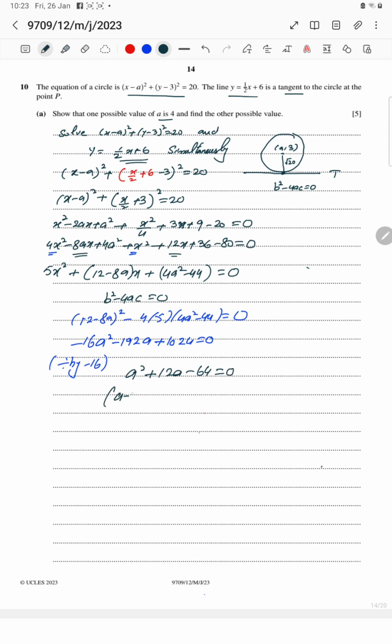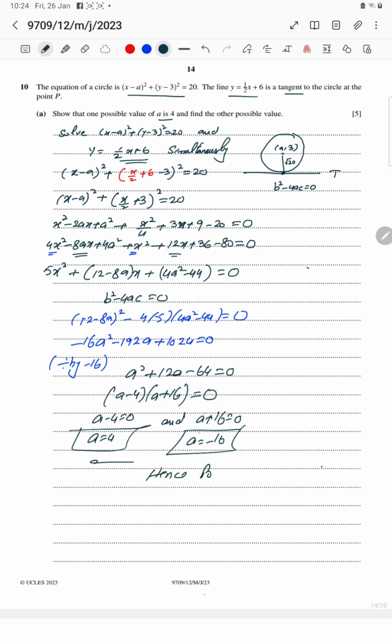The factors will be a minus 4, a plus 16, equal to 0. So a minus 4 equal to 0, a will be 4, and when a plus 16 equal to 0, a will be minus 16. These are the two values. We must show that one possible value is 4, hence as here you can see the one possible value is 4, hence proved.